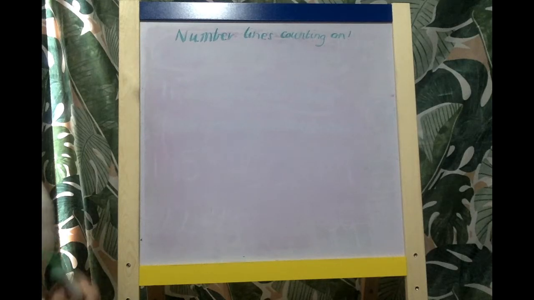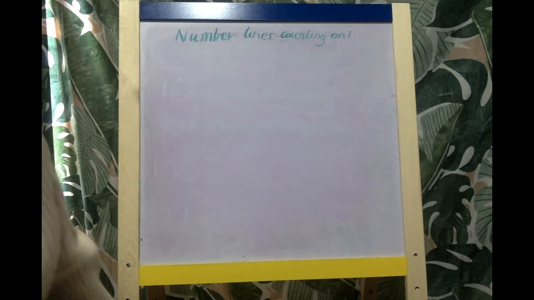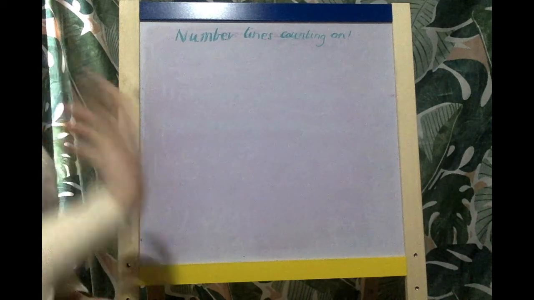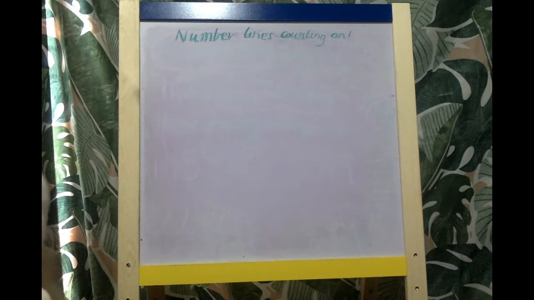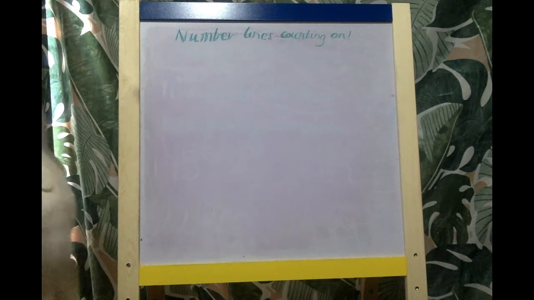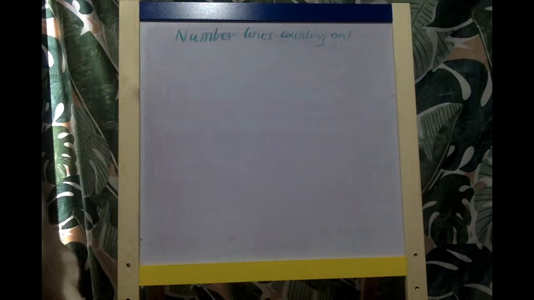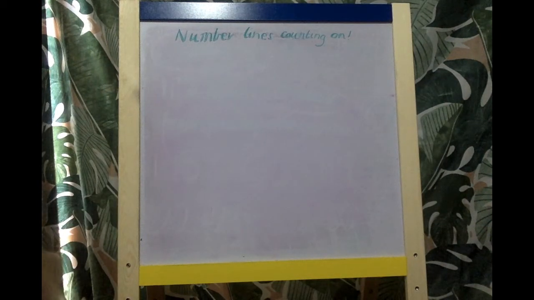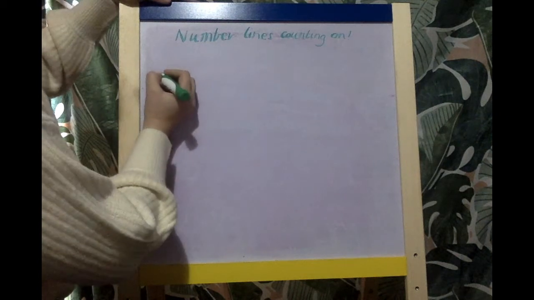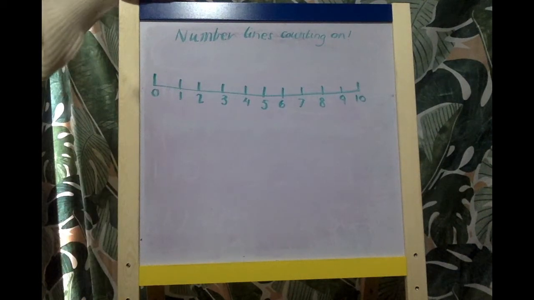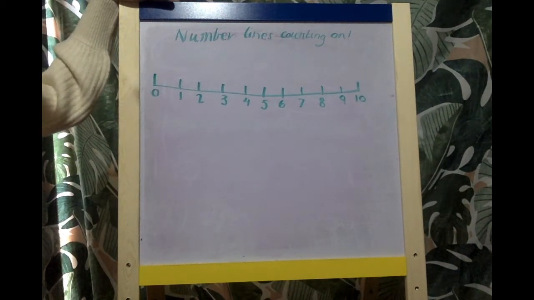Hi everyone, this is Mild Maths, and we're going to be looking at using our number lines to count on. So a lot of us have been counting from 0 all the way up to the number that we need, but we're going to be working on starting at a different number, not just 0, and counting on from that number. We're going to start by drawing our number line. Alrighty, so there is our number line to start us off.